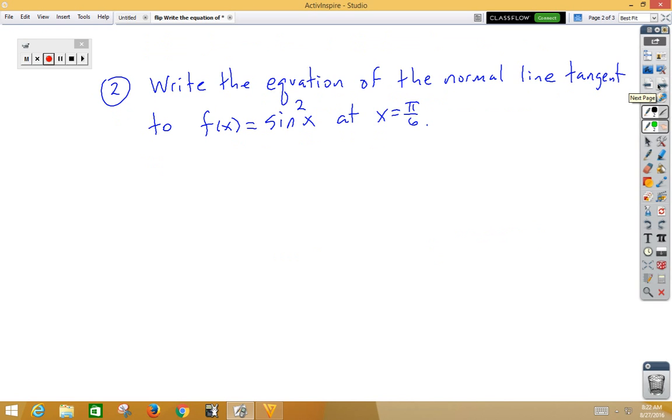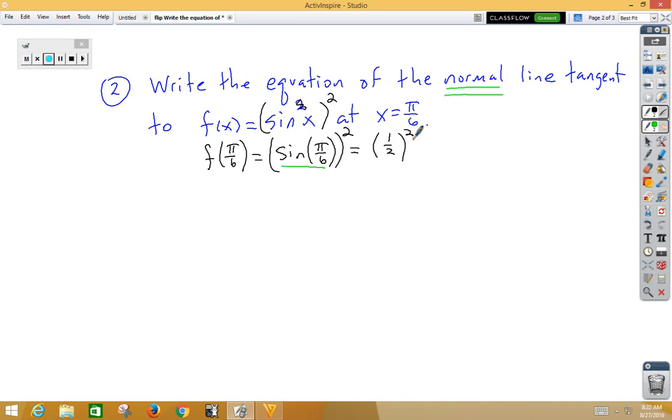In our second example, again, it's write the equation of the normal. If I want to get a y value first for my point, f of pi over 6 is equal to sine of pi over 6, squared. Notice I rewrote that, thinking of it in this form to make things easier. Sine of pi over 6 is 1/2, and when you square 1/2, you get 1/4. So our point is pi over 6 comma 1/4.